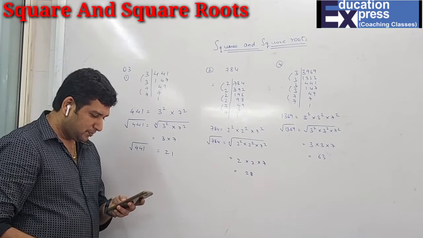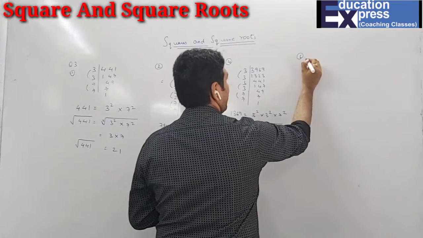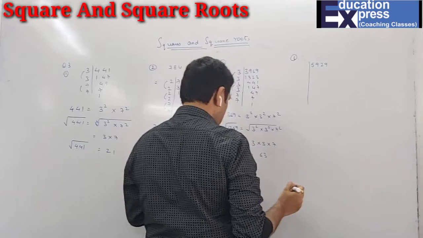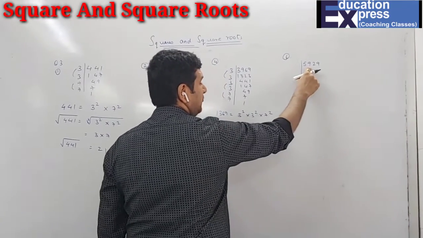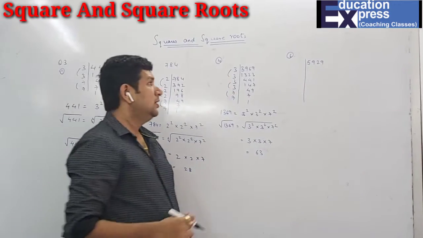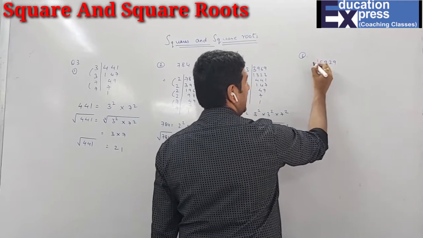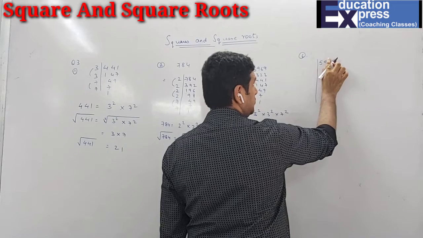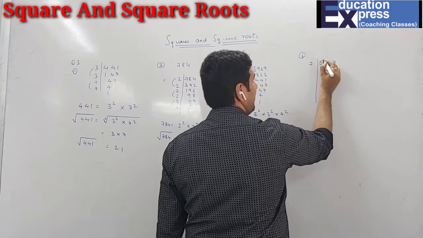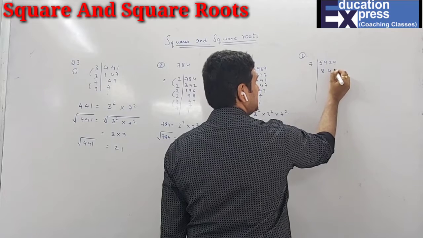Next is the 6th, 5929. So now 5 plus 9 is 14, 14 plus 2 is 16, 16 plus 9 is 25. 25 is not divisible by 3, so it will not go in the 3 table, it will not go in the 5 table. So obviously I will go for 7 now. 7 8s are 56, 7 4s are 28, it goes in the 7 table. So 7 8s are 56, 7 4s are 28, 49, 7 7s are 49.